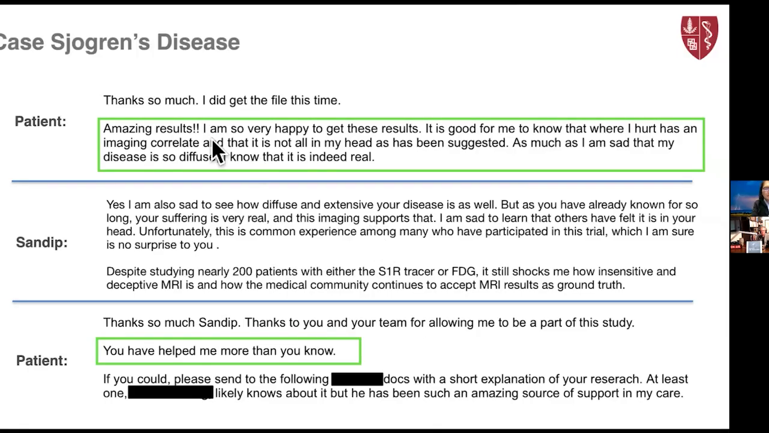These are some of the emails again that I got from her. Amazing results. I'm so happy to get these results. It's good for me to know that where I hurt has an imaging correlate, and that it is not all in my head, as has been suggested. As much as I am sad that my disease is so diffuse, I know that it is indeed real. It goes on to say, you've helped me more than you know. And this would be a case, obviously, where you would have to try to get into some robust medical management for exactly this patient. Yeah.